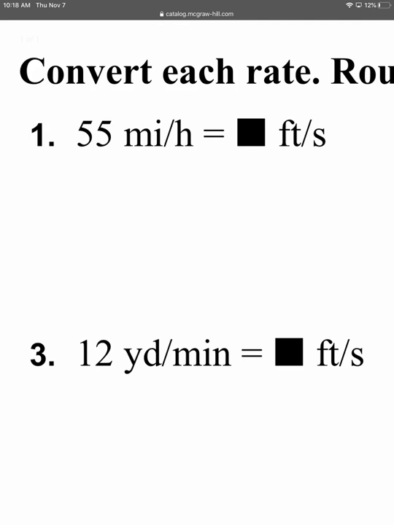So first, we are going to convert 55 miles per hour to feet per second. Our very first step is we have to know what it is that we're starting out with and what we're trying to go to. So we're starting out with 55 miles per hour.